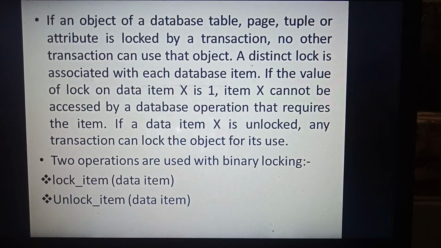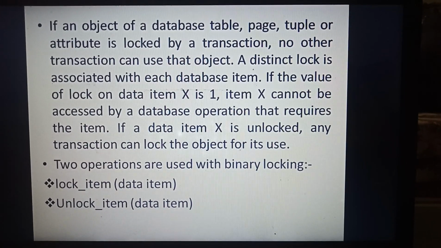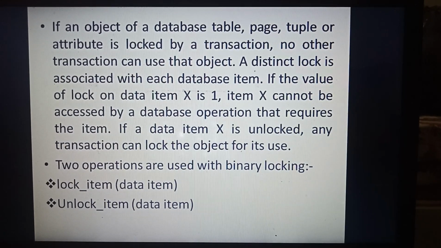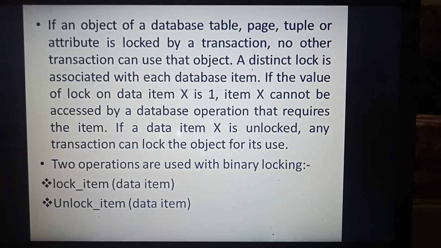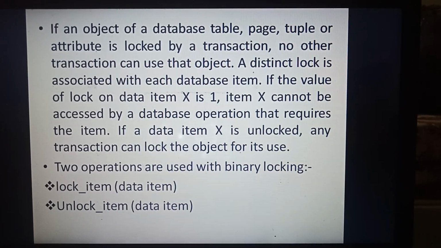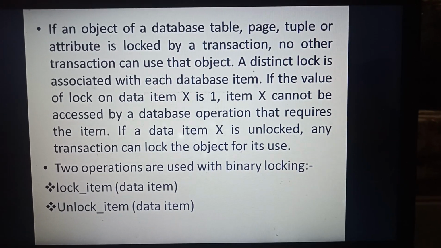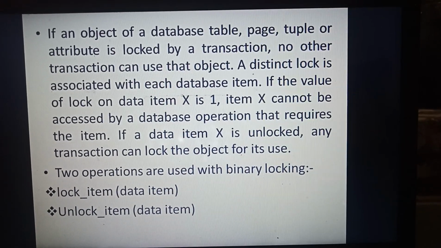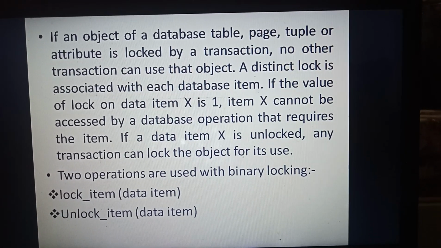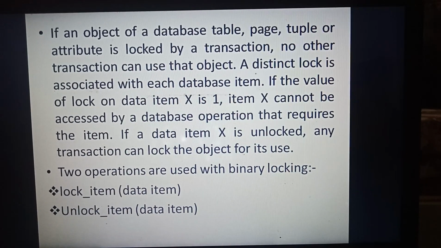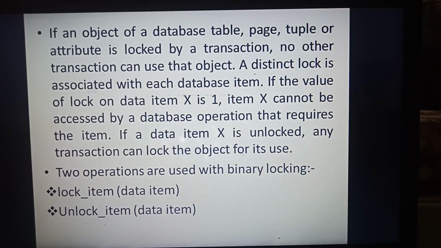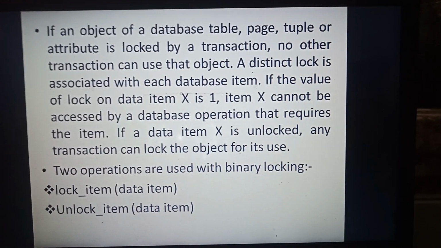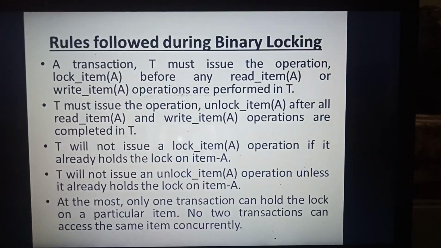If the value of the lock on data item X is 1, item X cannot be accessed by a database operation that requires the item. And if a data item X is unlocked, any transaction can lock the object for its use. Now, two operations are used with binary locking, that is lock item. In brackets we have to write the name of the data item, suppose X, and second operation is unlock item. In brackets we have to write the data item name.